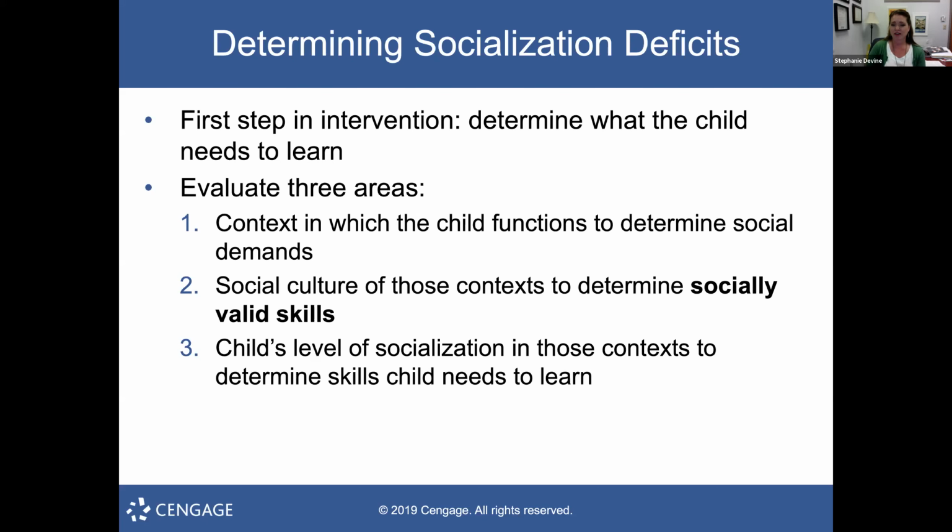So if you're looking at peers, so the students' peers, you need to look at what they deem as socially acceptable in those settings and help teach those skills, not what the teacher deems as socially acceptable necessarily, okay? And that's important. The child's level of socialization in those contexts is important to understand, because you need to know what are the skills that they need to learn? What are the strengths and weaknesses here? What do we need to focus on?